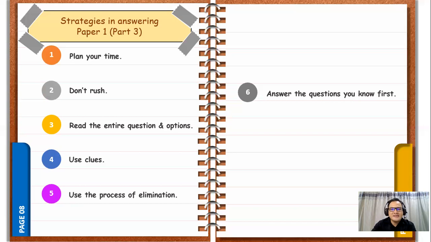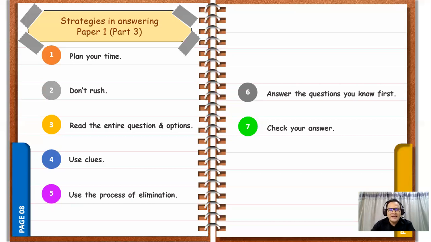Okay, next, don't forget to check your answer. After you have attempted to answer all questions, go back and answer the question that you have skipped previously. If you still do not know the answer for a question, you can make an educated guess. And of course, make sure that you answer all questions.